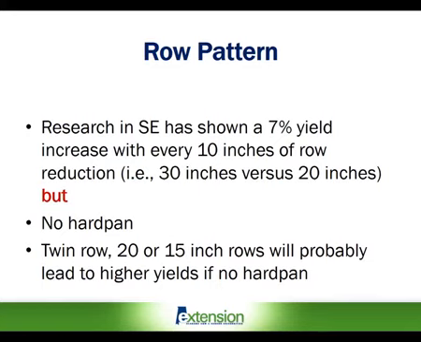I would also like to mention this assumes that there's no hard pan, and when you get to twin row, 20-inch and 15-inch row, you're probably going to see higher yields if you have no hard pan. From what we've seen in research, when you go down to 15 inches, that's about when your yield increases stop. So if you're comparing a 15-inch row to a 7.5-inch row, I don't think you're going to see much yield difference between them. You can drill your beans, but once you reach a 15-inch row, that's where you stop seeing yield increases.